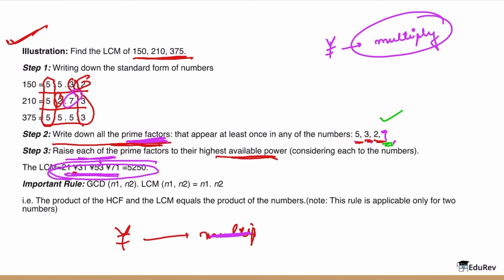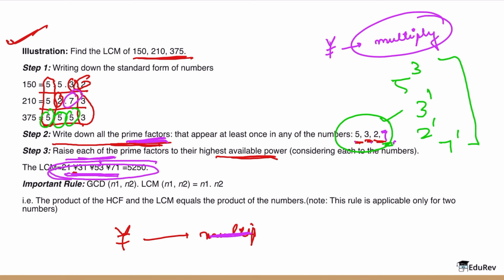Okay, so 7 came. Now what I need to do is find the highest power of these. 5 came the highest number of times, how many times? 3 times, because you can see here, 1, 2 and 3. So 5 came 3 times, so 5 to the power 3 in one go. Then 3 came at most one time, so 3 to the power 1. 2 also came at most 1 and 7 also 1, so 2 to the power 1 and 7 to the power 1.